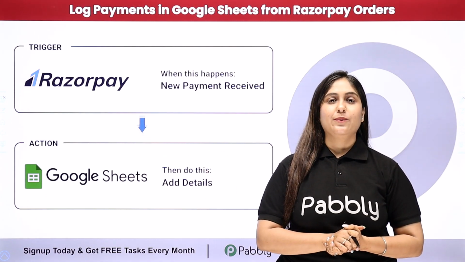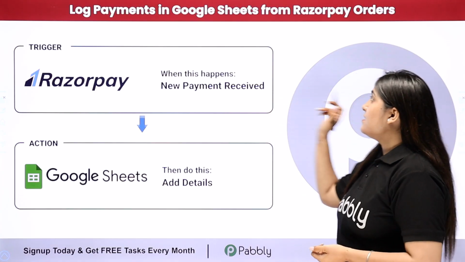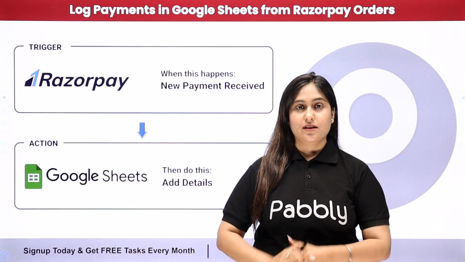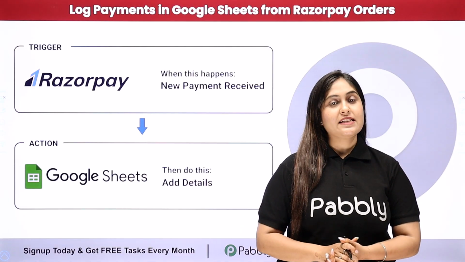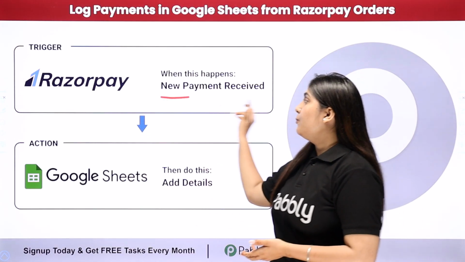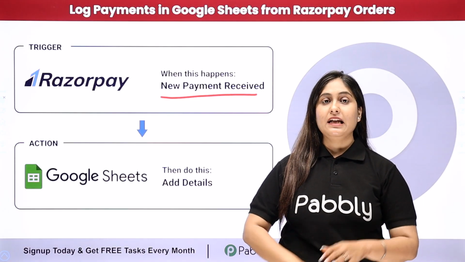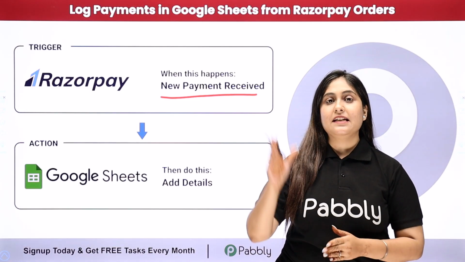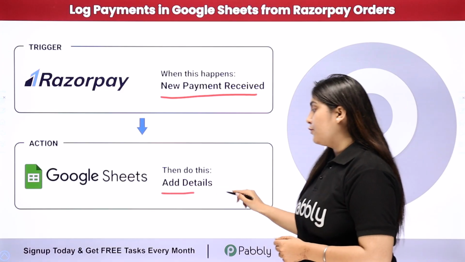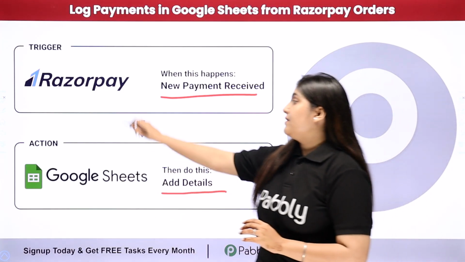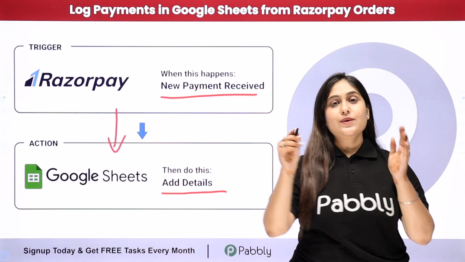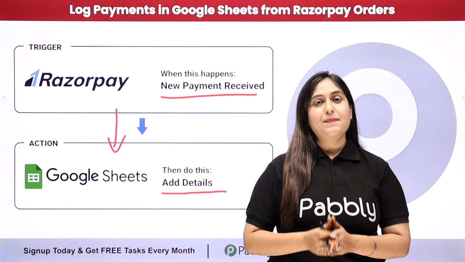In this video, we are going to understand how to log payments in Google Sheets from Razorpay order. So I'm using Razorpay as my payment gateway, and here my objective is that whenever I receive a new payment to my Razorpay, then automatically I want to add that payment detail in my Google Sheets as a new row. So now here to automate the entire process, I need to connect my Razorpay with my Google Sheets using an automation software named Pabbly Connect.